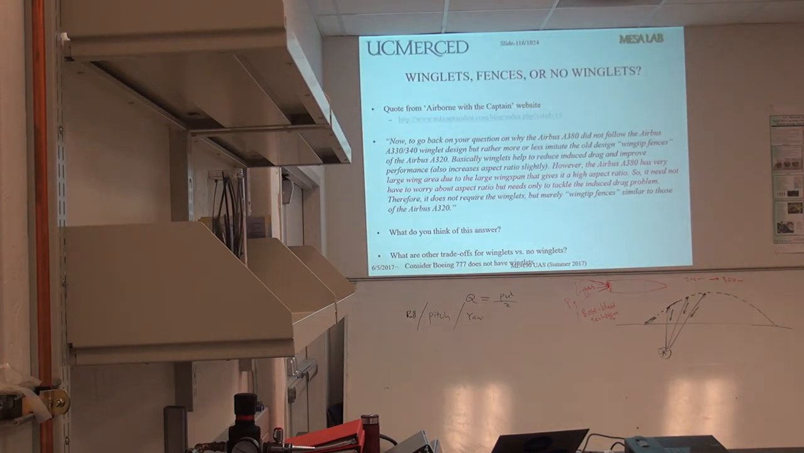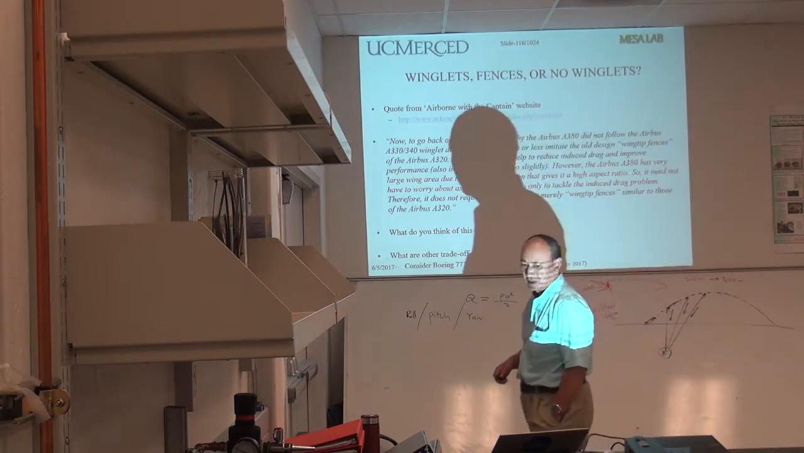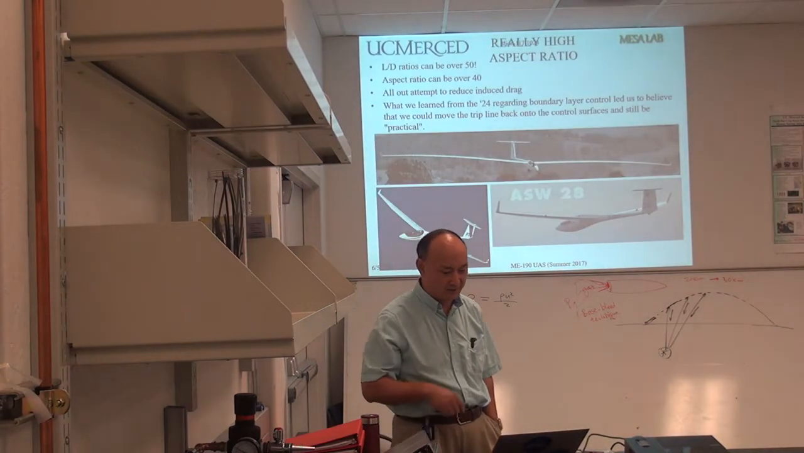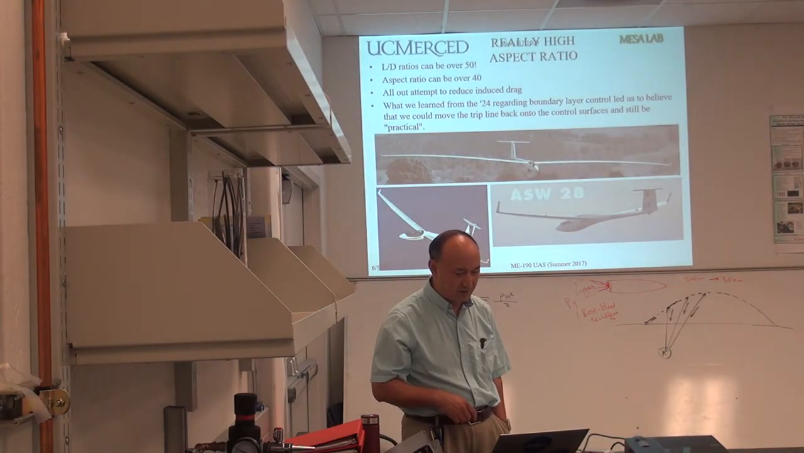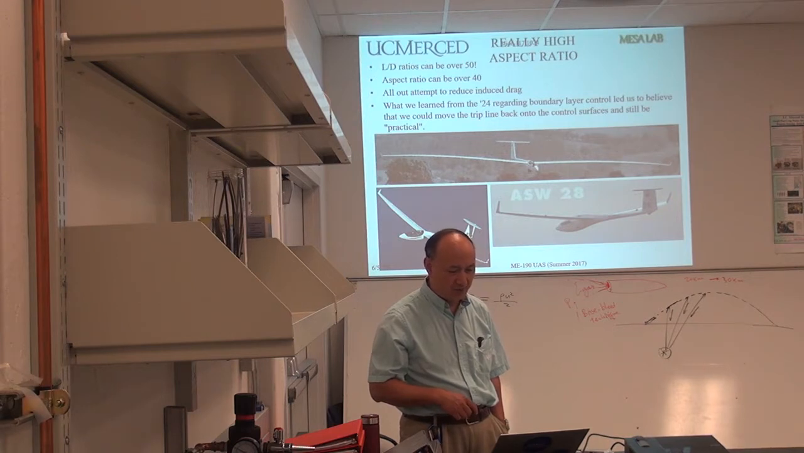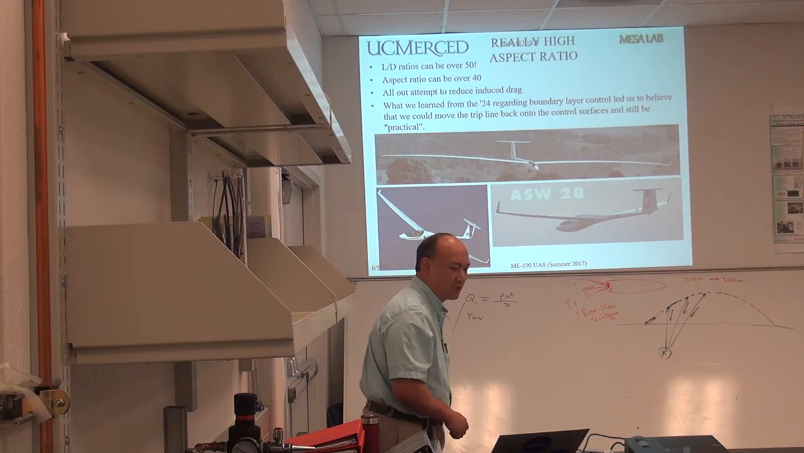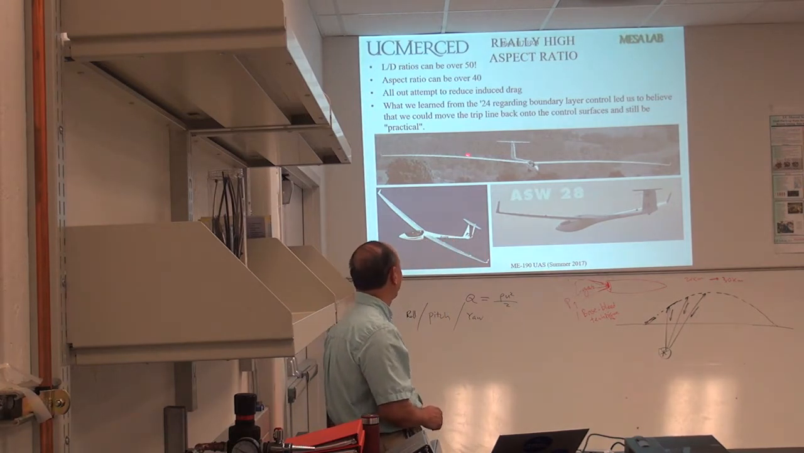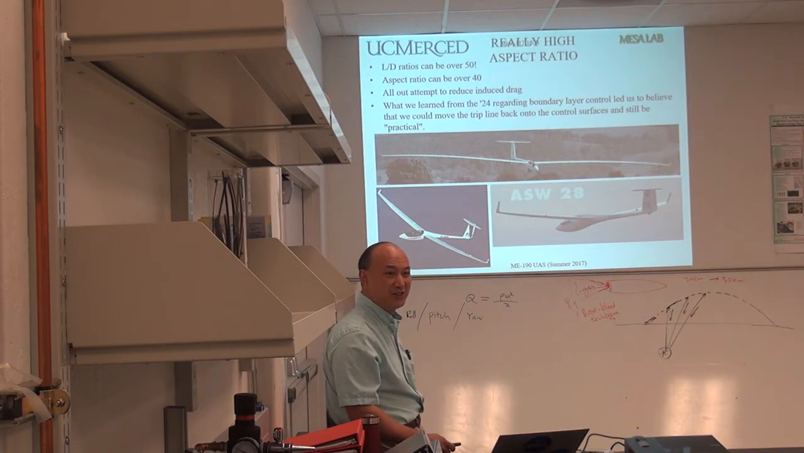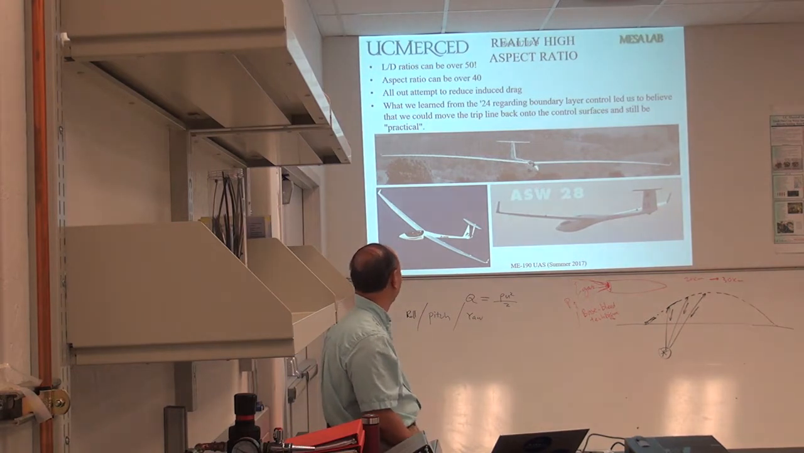Okay, so winglets, fences, and new winglets, whether or not. But I'm not going to go through that. This is like glider stuff. We have some time left, and we are going to go through some of the three parts of the movie. But let me quickly show you. The aspect ratio of some of the gliders can, as you look at this one, be over 50. Remember Facebook? Facebook is doing unmanned aircraft with very large aspect ratio. The wingspan is huge.